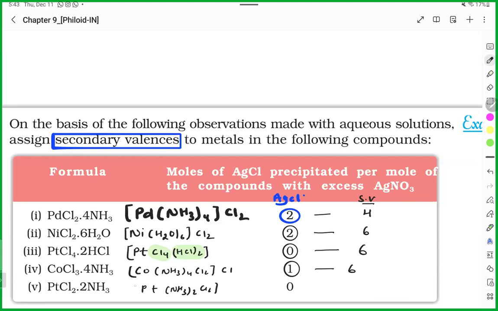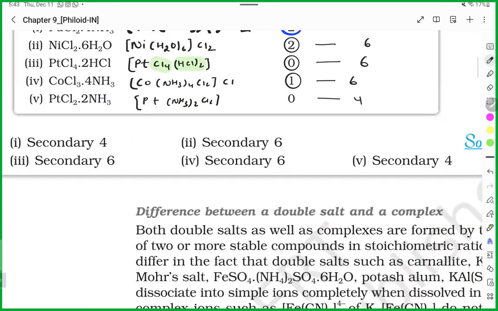What will be the secondary valency? Six. No, not six, four. Two ammonia, two chlorine, total four. Easy to understand. We all this are given.